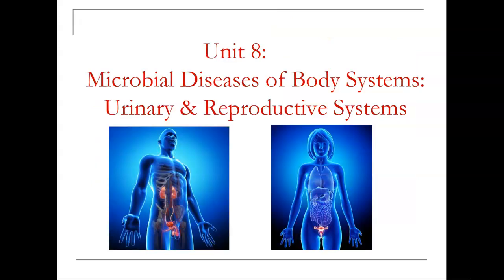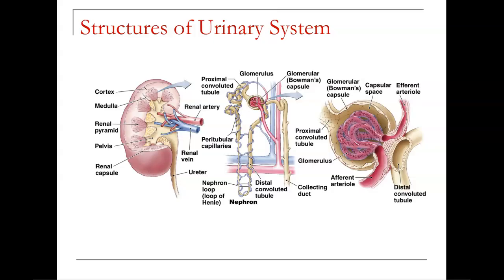Now we're going to move on to our microbial diseases of body systems, of the urinary and reproductive systems. So here we're going to look at portions of the urinary system. We have the kidneys, which are going to consist of nephrons. The nephrons are going to filter blood to form urine. You're going to have about 1.25 million nephrons.